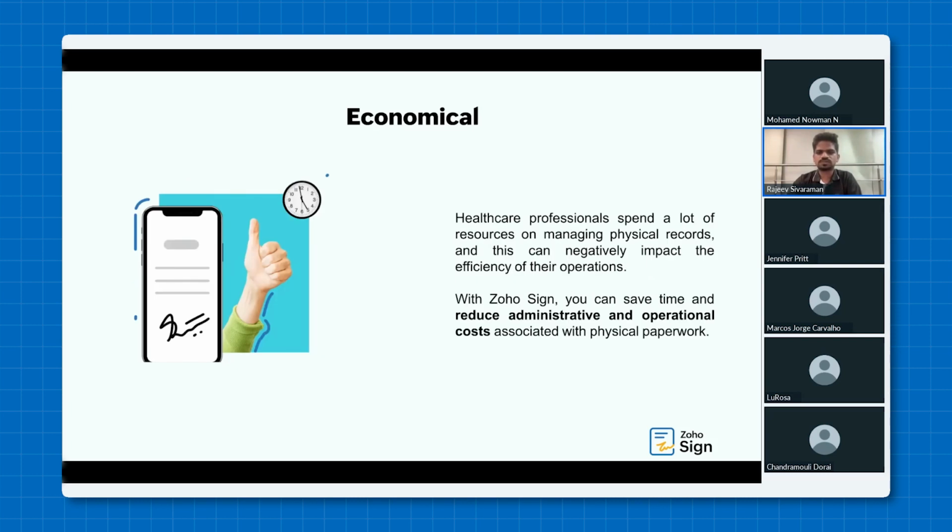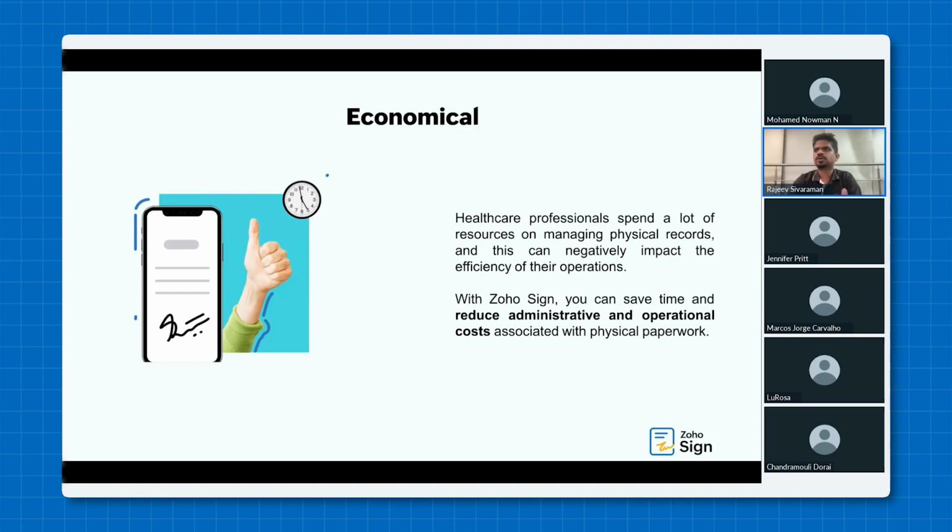And the second one is economical. If a particular organization has paperwork involved, you need a storage room to have that paperwork stacked over there, and you have to make sure that it stays intact and no damage happens to it. With Zoho Sign, we offer unlimited document storage. So once that's been implemented, you could reduce the cost that you pay for the overall administrative charges.